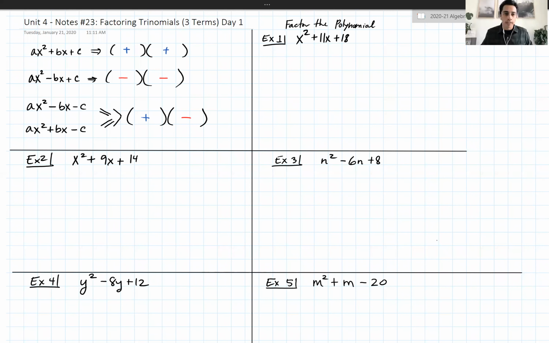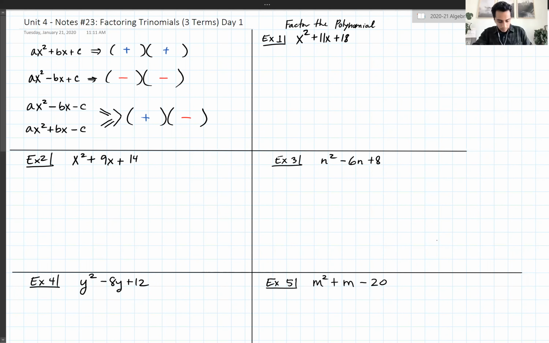Okay, so today we're taking a look at how to factor trinomials. A trinomial is a three-term polynomial. The last couple of notes we've been focusing on binomials, and we looked at the special binomials like difference of squares, and then sum and difference of cubes as well. So today we're moving on to a three-term polynomial, which is called a trinomial.